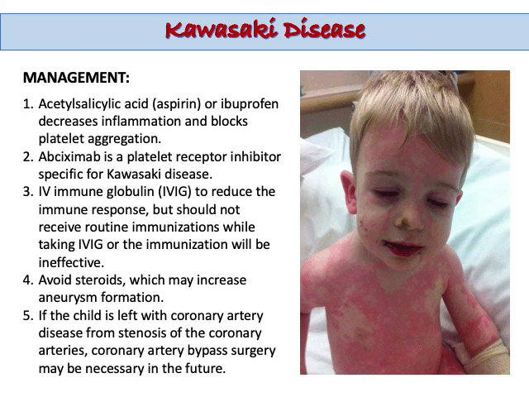We should also tell mothers that most children with Kawasaki disease recover fully as long as management is done correctly.